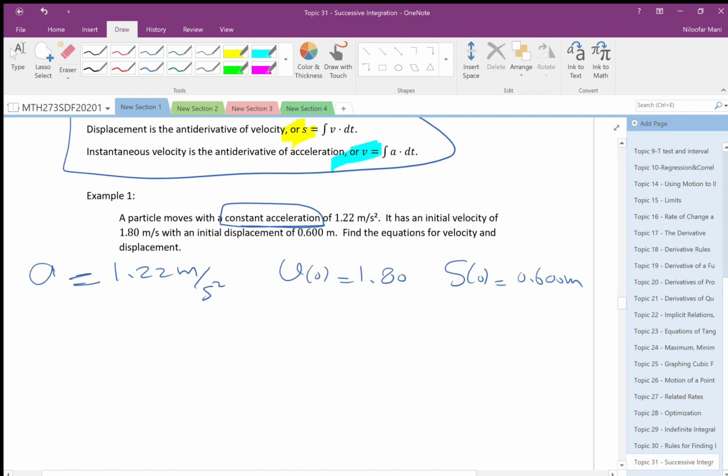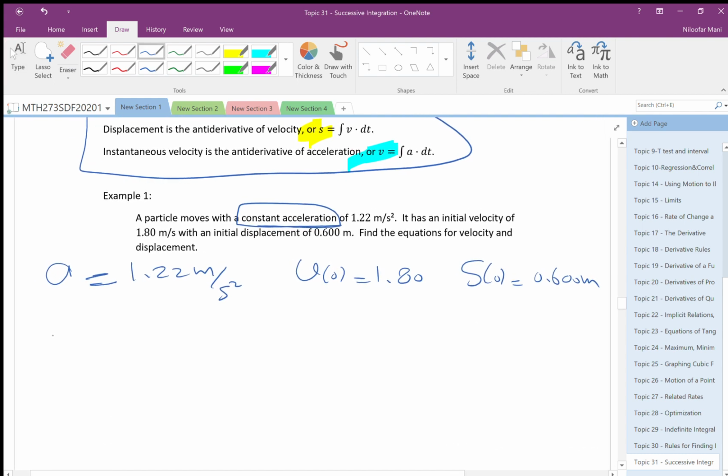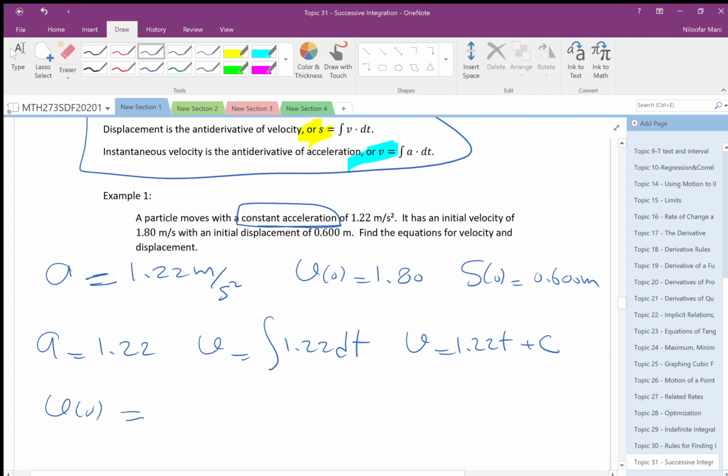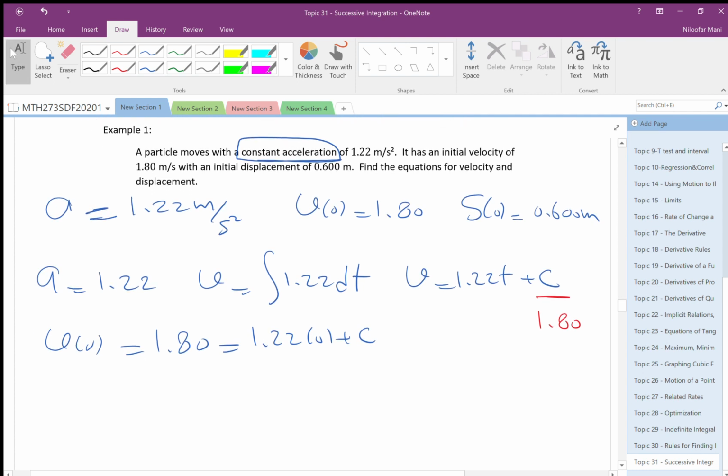So I have the acceleration. What is velocity? The integral of acceleration dt. Remember, it's based on time. So v is 1.22t plus c. What is c? Use v at 0. So v at 0, which is 1.80, equals 1.22 times 0 plus c. Perfect, so c is 1.80.